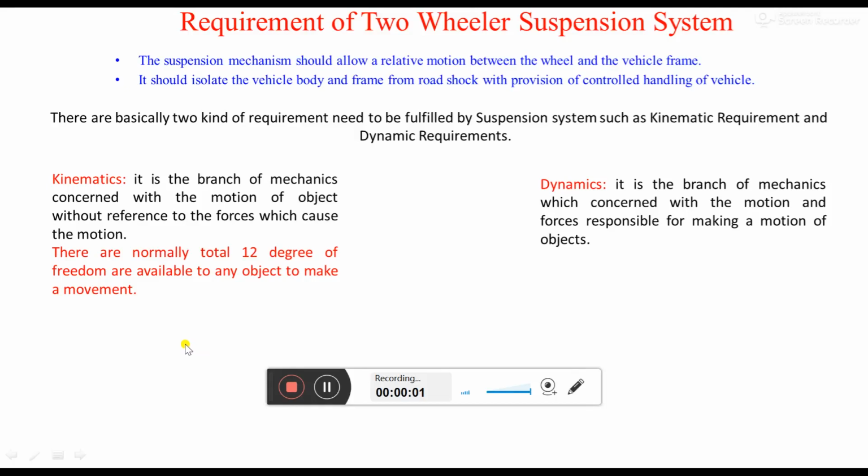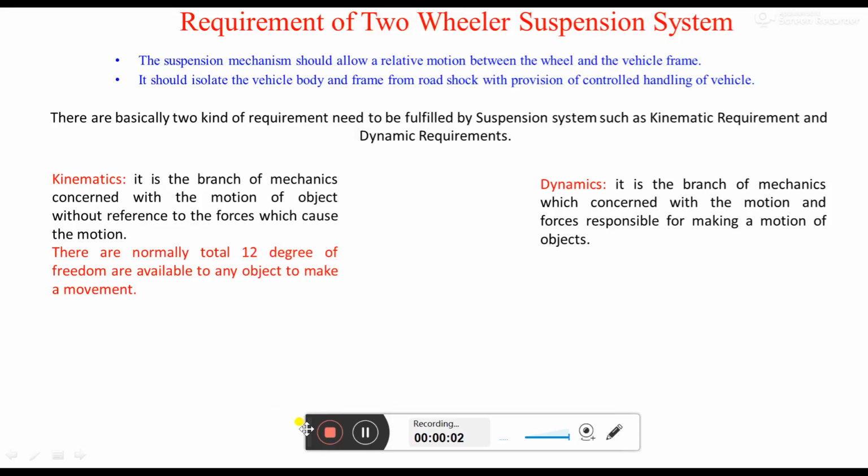Students, now in this lecture, we will see the requirements of a two-wheeler suspension system. There are basically two requirements of a suspension system. The suspension mechanism should allow relative motion between the wheel and the vehicle frame. The road wheels and the vehicle frame need relative motion between them, and providing that is the job of the suspension mechanism.